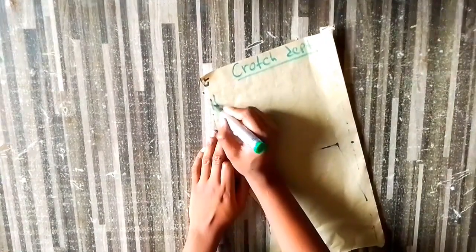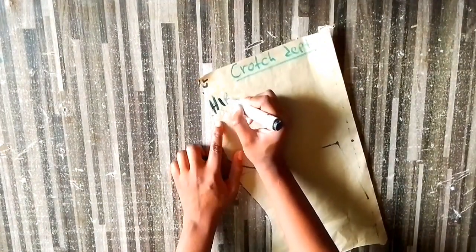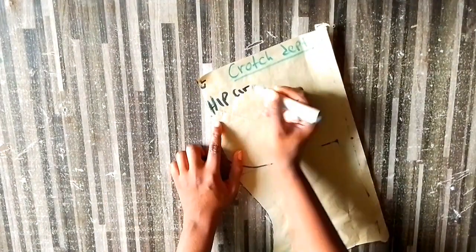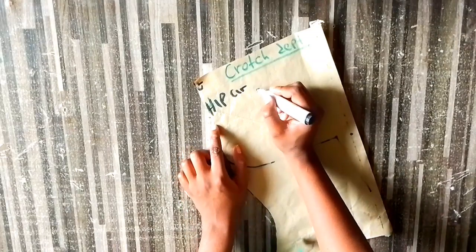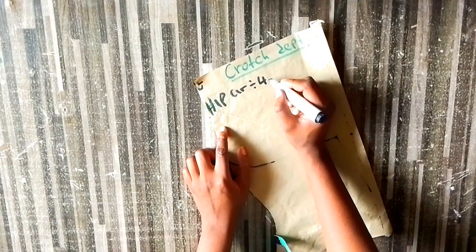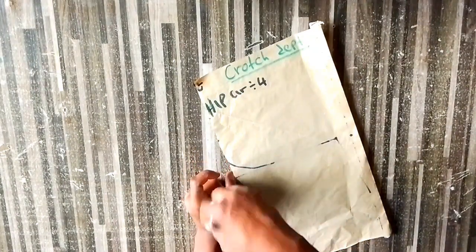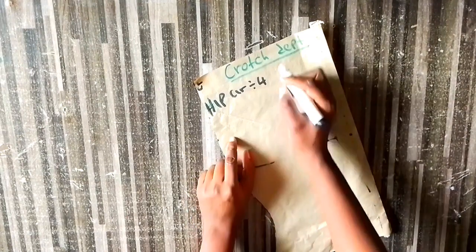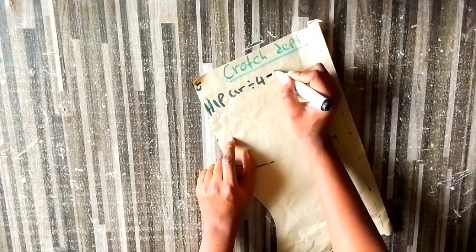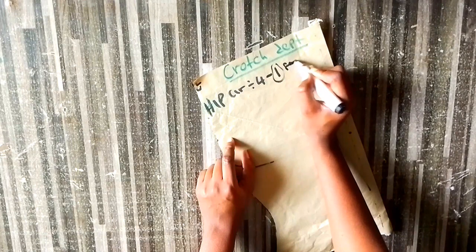So for this crotch depth, the formula is very, very simple. It's just your hip circumference divided by 4. This will give you your crotch depth. So just measure your client's hip divided by 4, and that gives you your crotch depth.